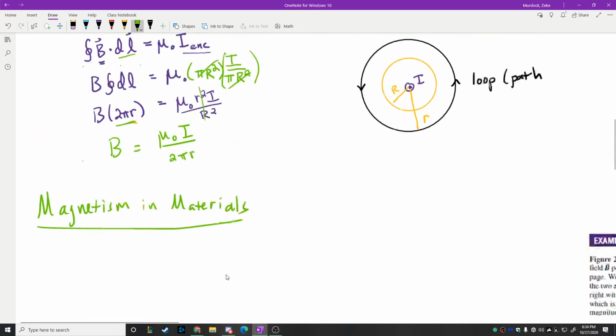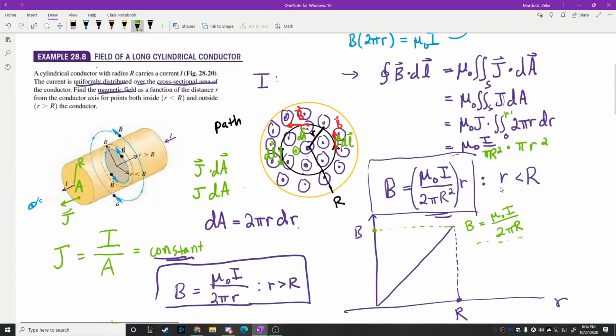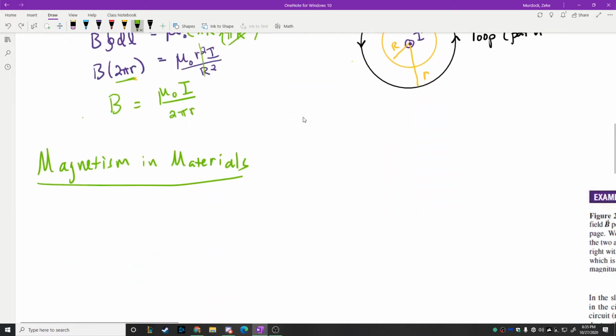Oh, did I integrate it wrong still? The 2 right here gets rid of the 1/2. Yes, I skipped a step. Sorry. That 2. We're integrating 2 r dr, right? So yeah, good point. I'm glad you're watching out.